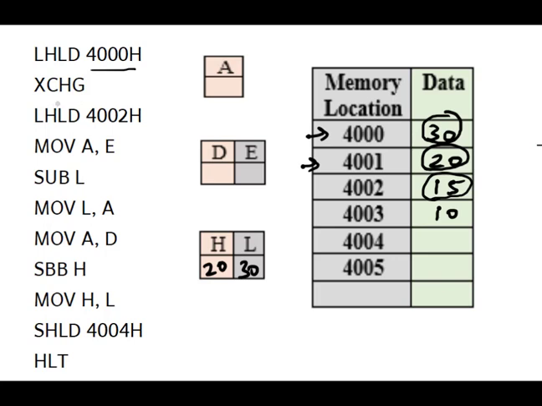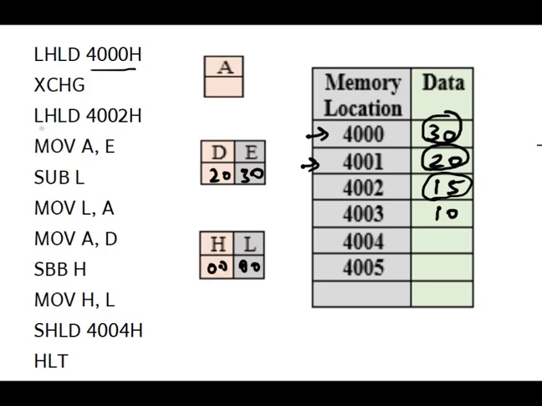Then with XCHG, exchange. This particular instruction exchanges the contents of HL with DE, such that whatever is in D and E is swapped. Suppose there is 00 and 00 here. The data from H goes to D and data from D comes to H. They are exchanged, and from E to L and L to E they are exchanged. So what will happen after this is that 2030 will come here, and suppose there was 00 there, that will go here.